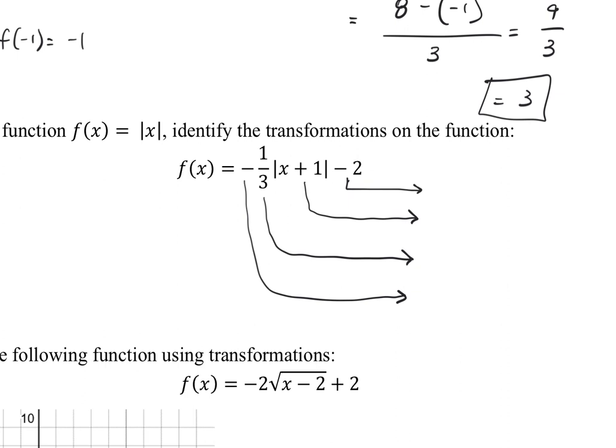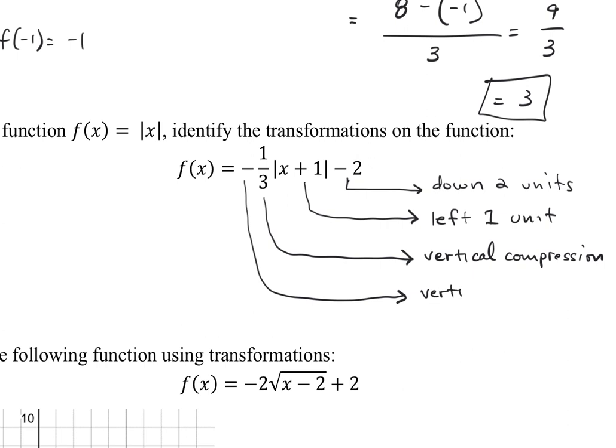So that minus 2 there represents a vertical shift down 2 units. The plus 1 represents a horizontal shift to the left 1 unit. The 1/3 outside the function represents a vertical compression. And then that negative sign outside the function represents a vertical reflection.